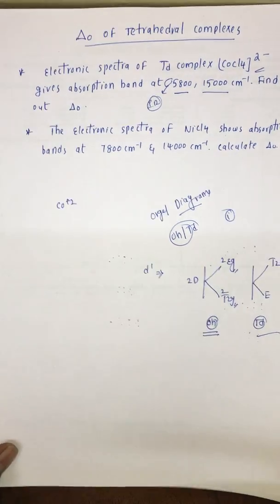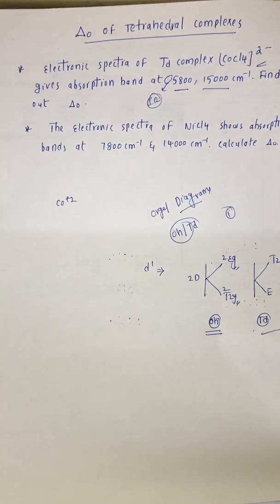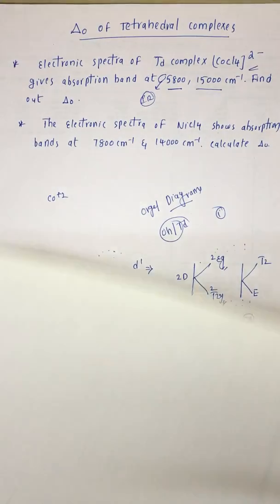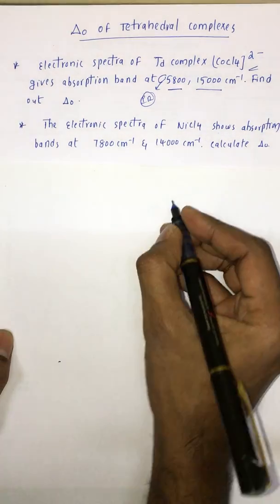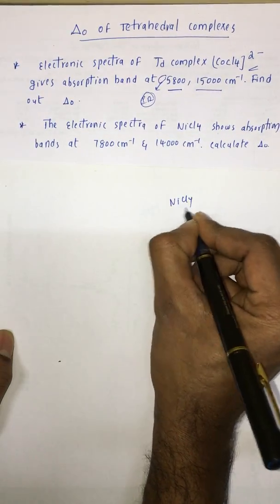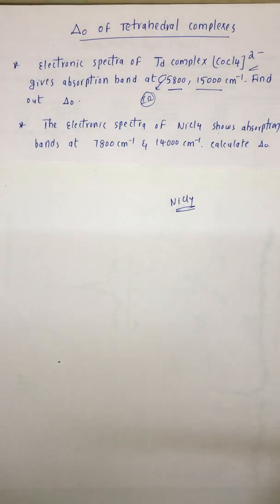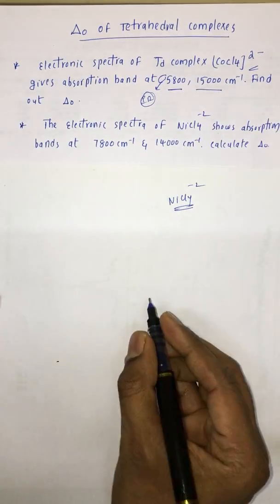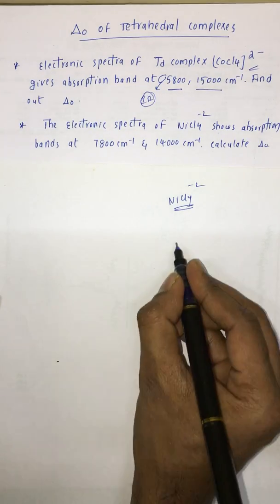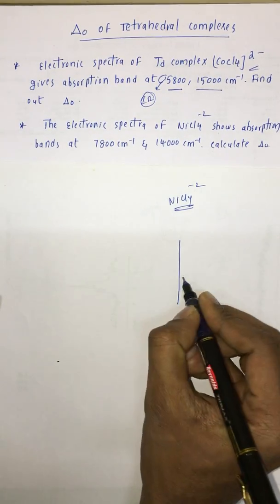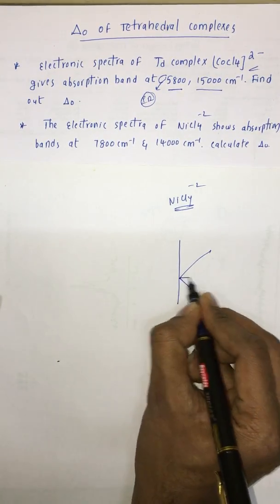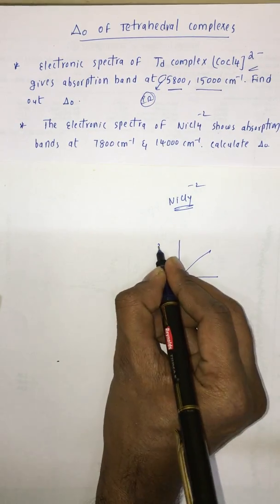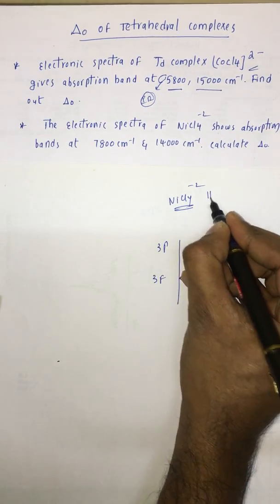And we have another example, sorry, another question, for NiCl4. NiCl4 2-, it's minus 2, so this is nickel plus 2. First draw it for the octahedral complex. This is 3F, this is 3P. So this comes under hole inversion.